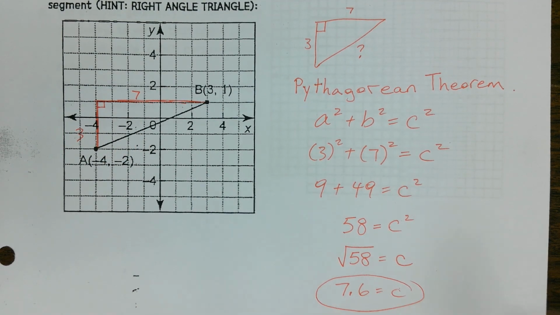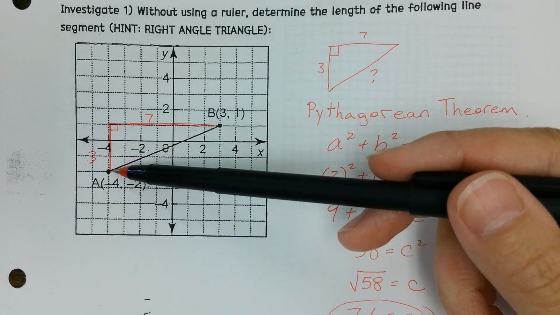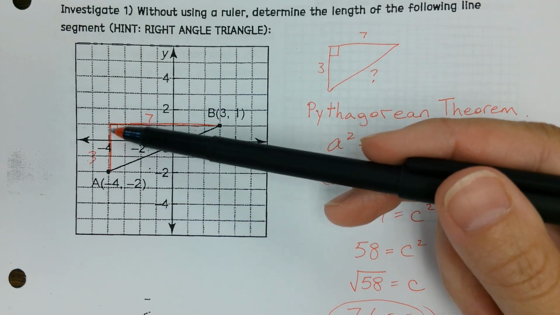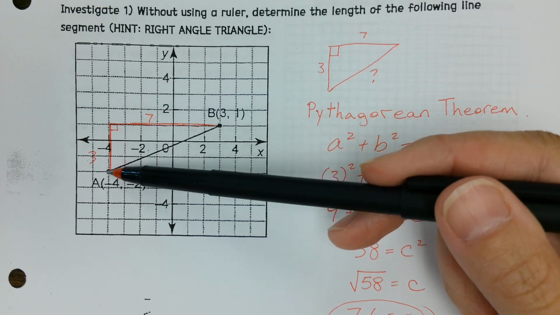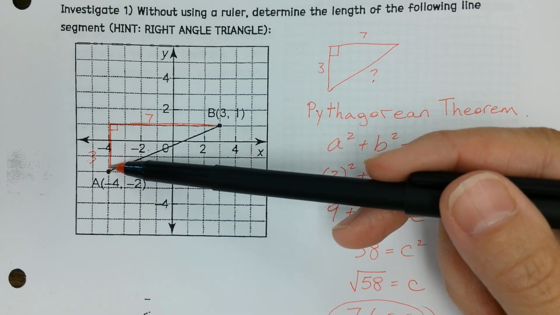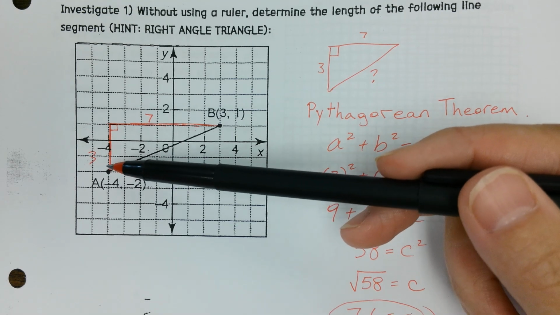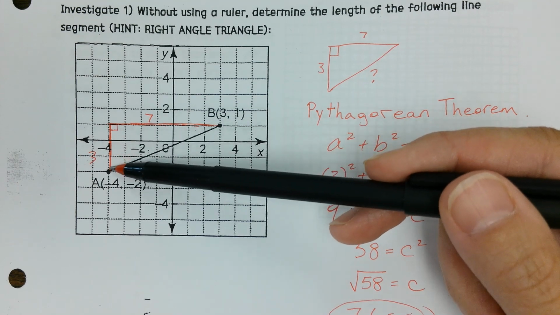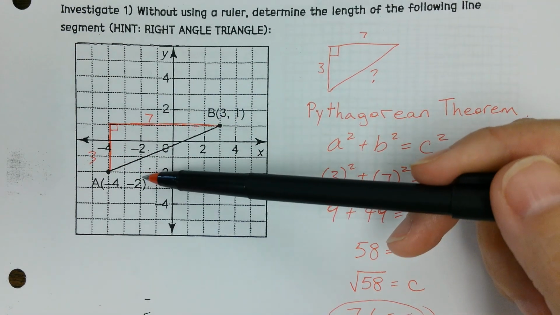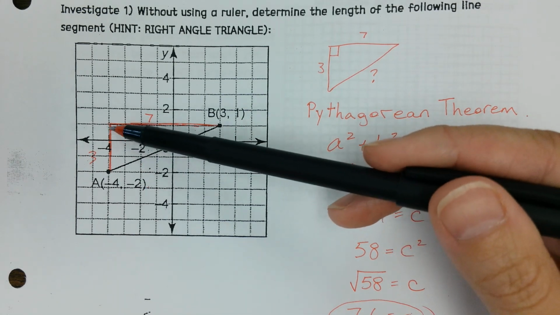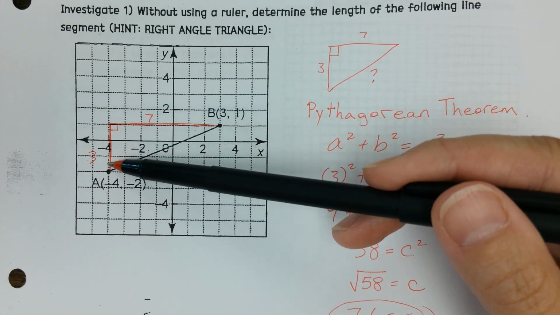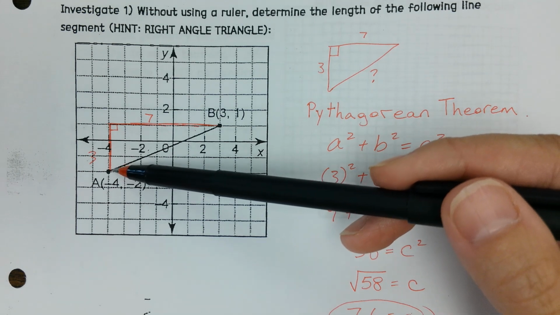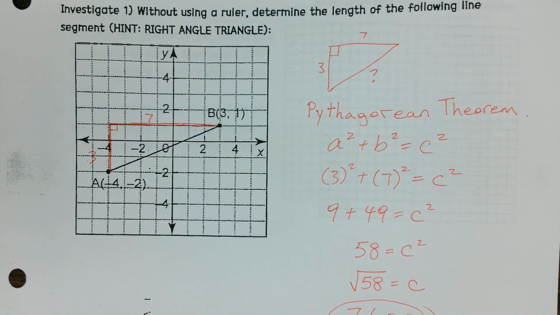Now, right here, I found out that this is a length of 3 because I graphed it and I counted squares. Is there a mathematical way that I can tell that it's 3 without graphing it? If I just give you these two coordinates right here, how can I tell that this is 3? No. Good guess. Good try.